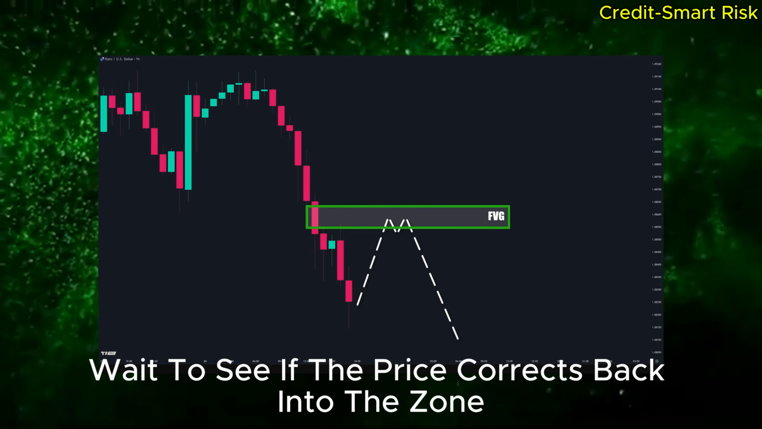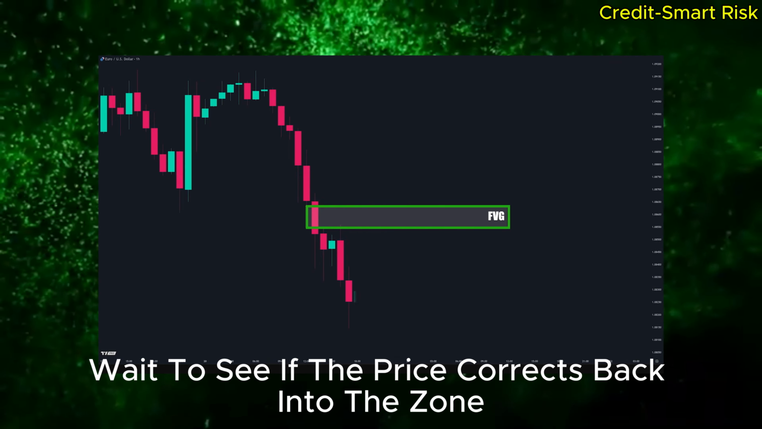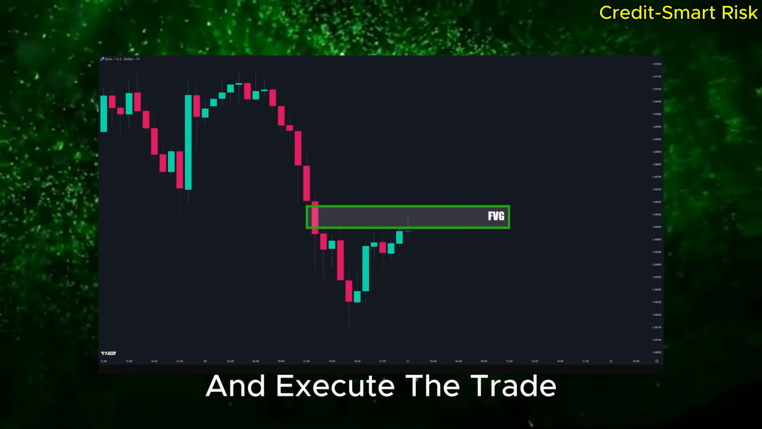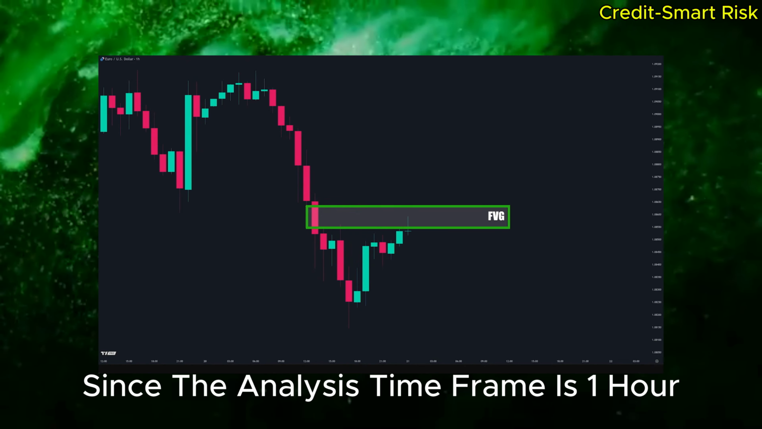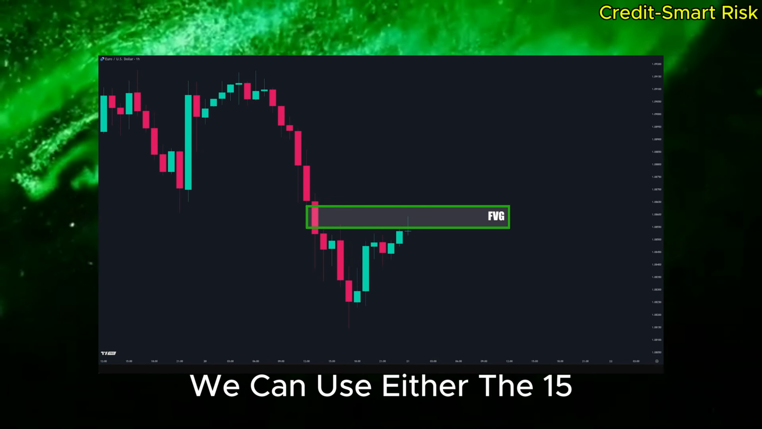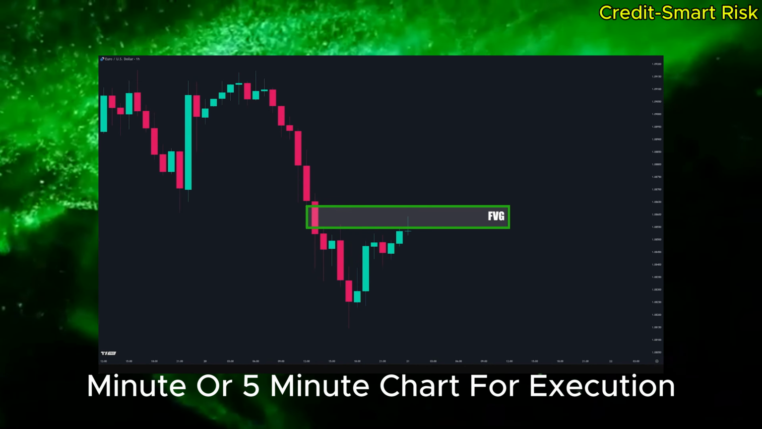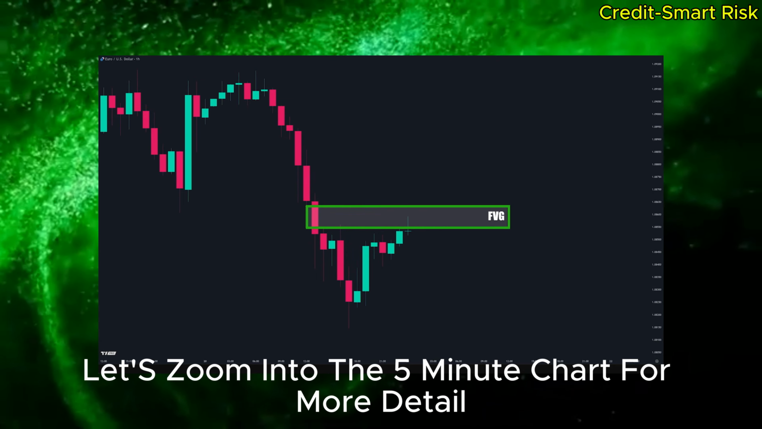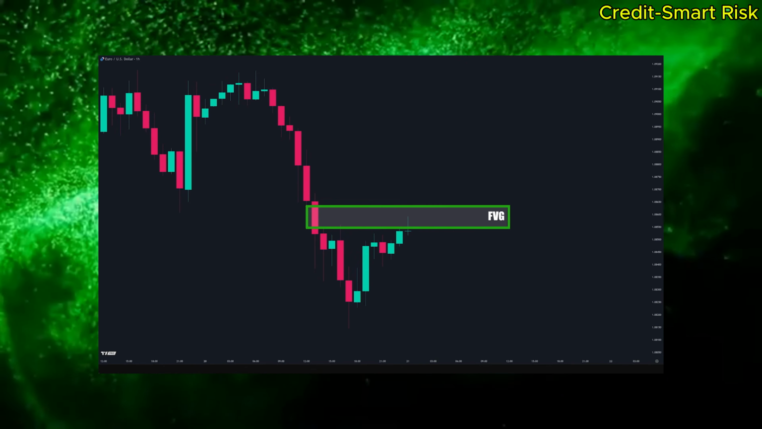So first, wait to see if the price corrects back into the zone, then zoom into a lower time frame to find confirmation and execute the trade. Since the analysis time frame is 1 hour, we can use either the 15-minute or 5-minute chart for execution. But for now, let's zoom into the 5-minute chart for more detail.